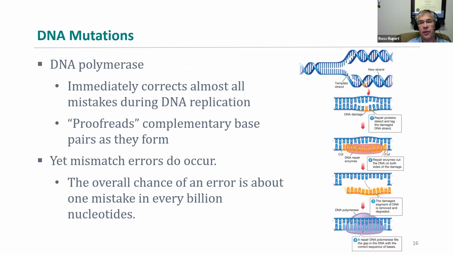I'm always amazed because we have spell checkers, but sometimes words are spelled the same but said differently, and so you're still going to get a mistake. So there are repair enzymes, and they do fix repairs and damage DNA, but every now and then one slips through, and if it does, that's called a mutation. It's about one mistake in every billion nucleotides.